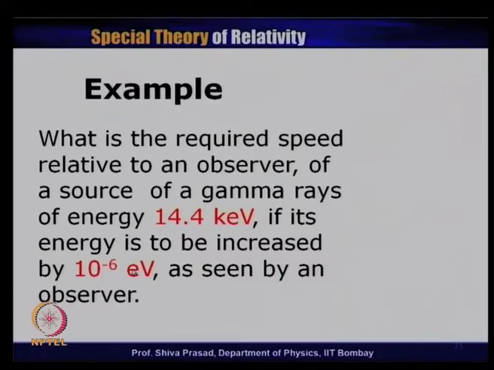So, I want to change. There is a gamma ray source which is emitting electromagnetic waves, gamma rays of 14.4 keV, and I want to change its frequency very, very slightly, of the order of 1 in 10 to the power 9. I want to shift its energy by 10 to the power minus 6 electron volt. Then I want to give it a Doppler shift. What is the speed that I require so that its frequency can be increased by 10 to the power minus 6 electron volt, a very tiny amount?